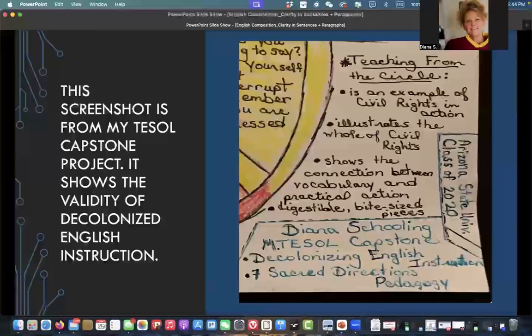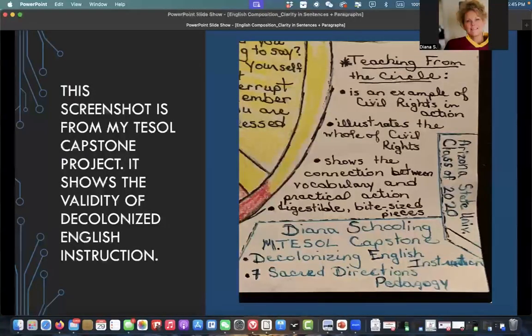This screenshot is from my medicine wheel that I drew up for my TESOL capstone project on teaching from the circle. You can see part of my medicine wheel here. I zoomed in on this corner. These bullet-pointed items show the validity of decolonized English instruction. Teaching from a medicine wheel, teaching from the circle, is an example of civil rights in action. Civil rights is not a modern phrase. It was actually first coined in the 1600s.